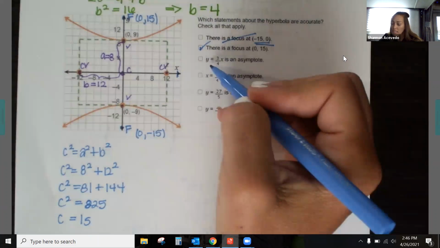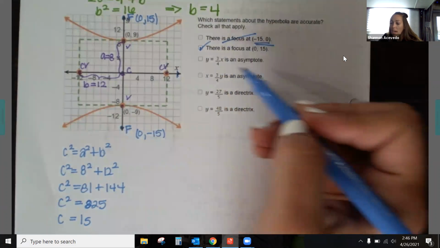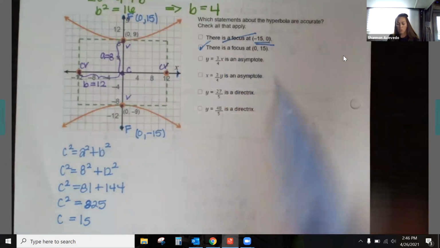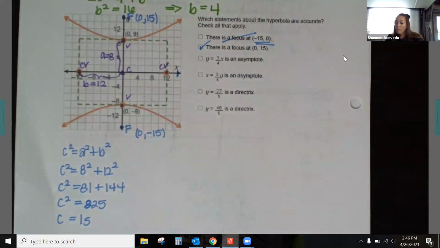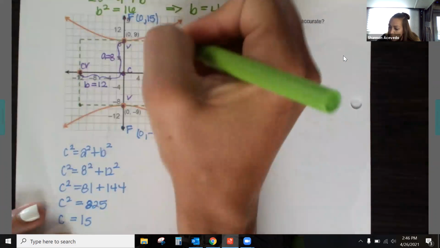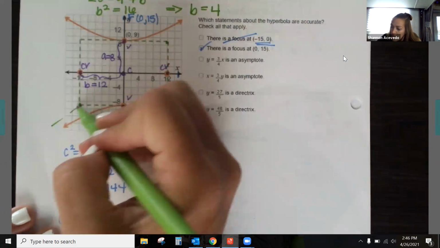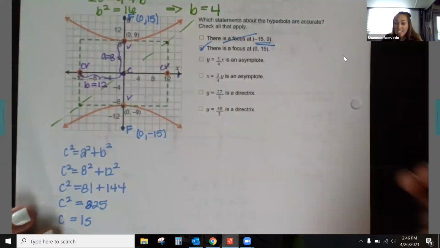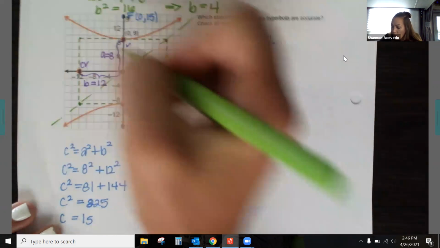My next one says that I have an asymptote at 3/4 x. So remember for my asymptote, we go from corner to corner here, this creates an asymptote, and it's always going to be a positive and a negative of it. Here's my negative of it, corner to corner.